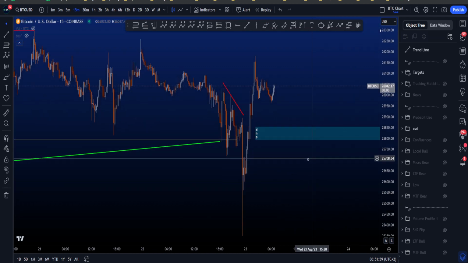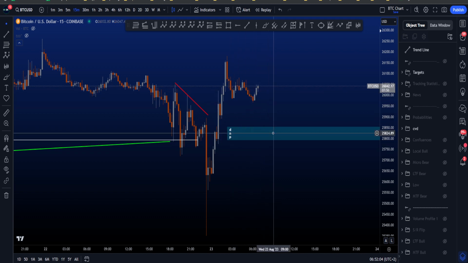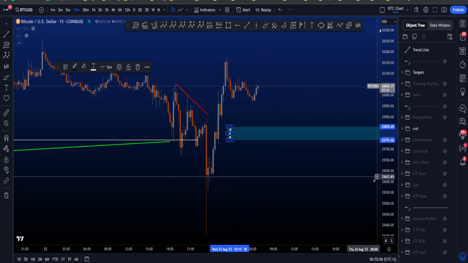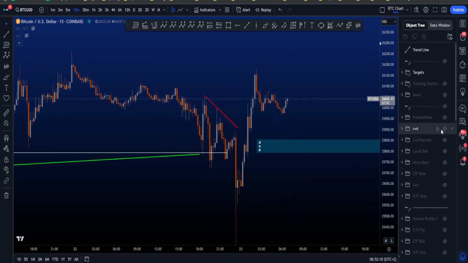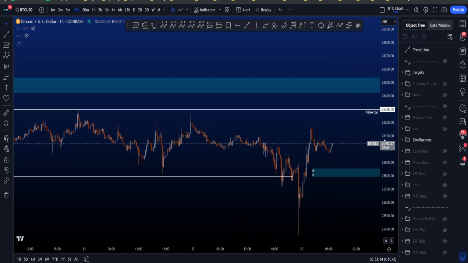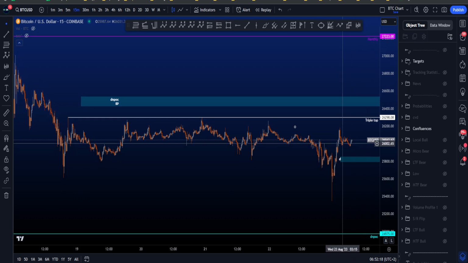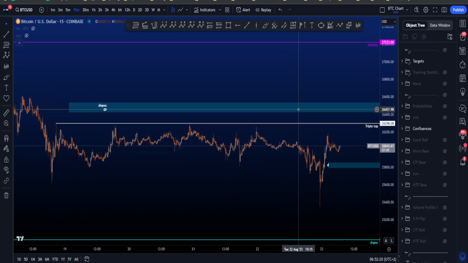Now the support area below price at the moment that I have on the chart, in case price does come to the downside, is going to be between 25,791 and 25,850. And looking at the confluences over here, this folder that I have, the triple top is currently of course very interesting at 26.3k. That's the first target area. Then we have the blue box, then we have the monthly above.